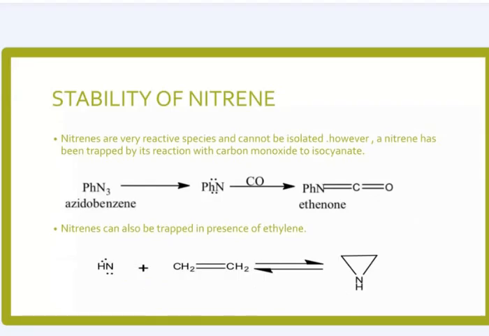Now stability of nitrenes. Nitrenes are very reactive species and cannot be isolated. However, a nitrene has been trapped by its reaction with carbon monoxide to give isocyanate. So azidobenzene when treated with PhN gives the ethanone, and nitrene can also be trapped in the presence of ethylene.